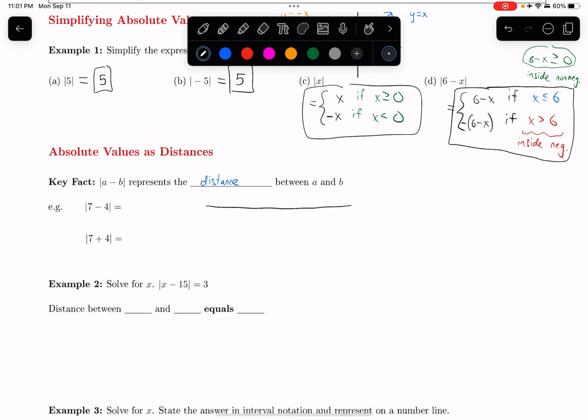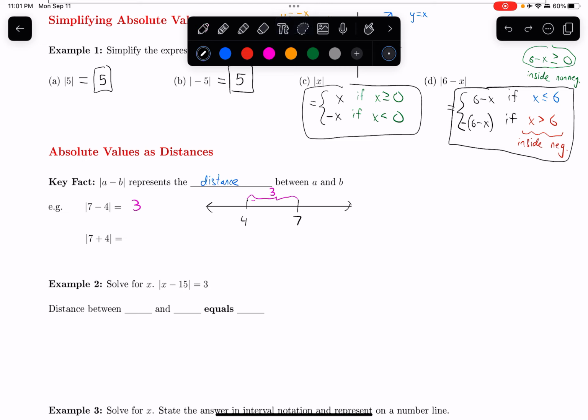So if I have the absolute value of 7 minus 4, I'm going to draw a number line, and I'm going to put the numbers 4 and 7 on it. Okay, and if I think about the distance between them, from 4 to 7, well, those are 3 units apart. 4, and then 5, and then 6, and then 7. But if I also just do the subtraction, 7 minus 4, that's 3. Absolute value doesn't change it, so it stays 3. So this first one, I get 3. That seems to match the fact that the distance between those numbers is 3.